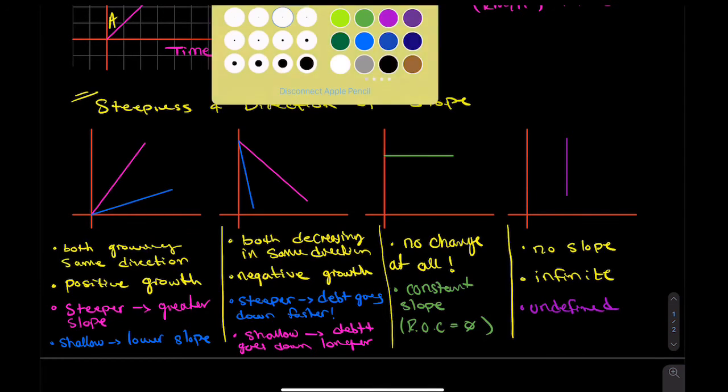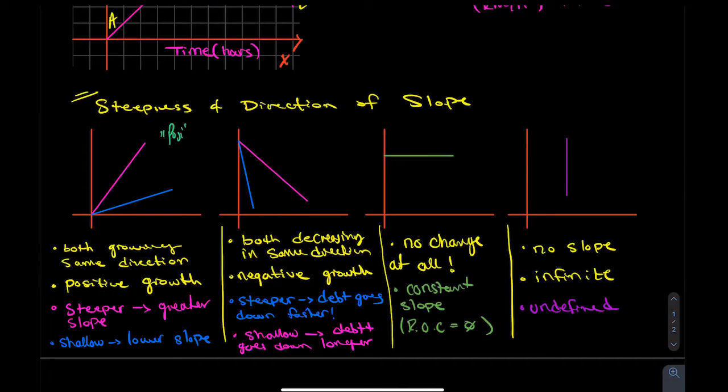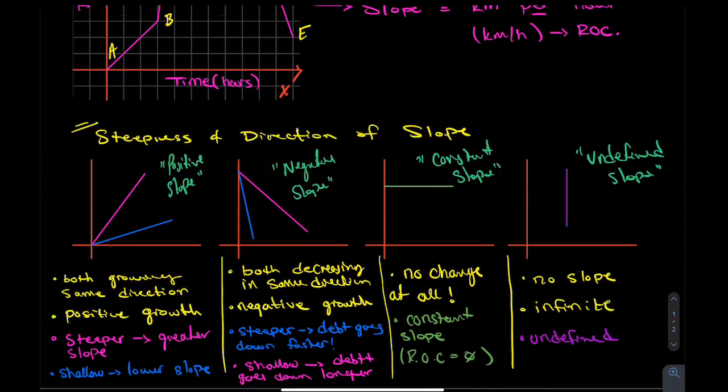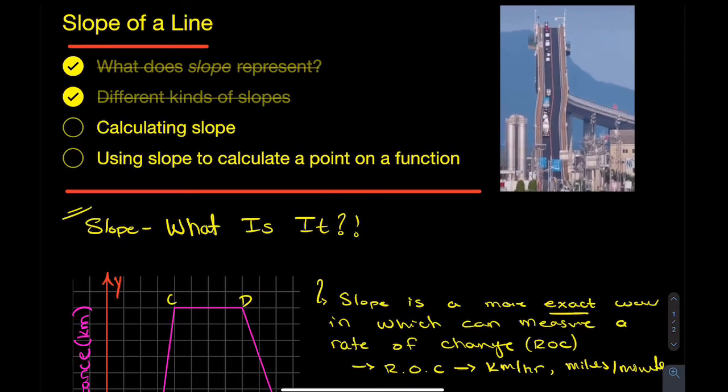So let's label these very quickly. This one we call a positive slope. This one's called a negative slope. This one is called a constant slope. And this one over here is called an undefined slope. So I could give you a question just basically telling me what kind of slope you've drawn and describe why it is that slope. So that cancels out our different kinds of slopes.